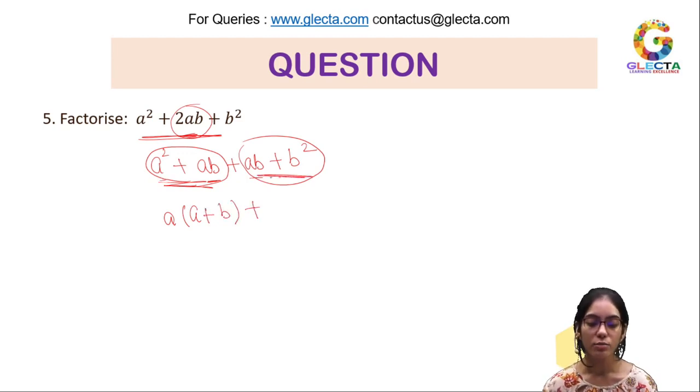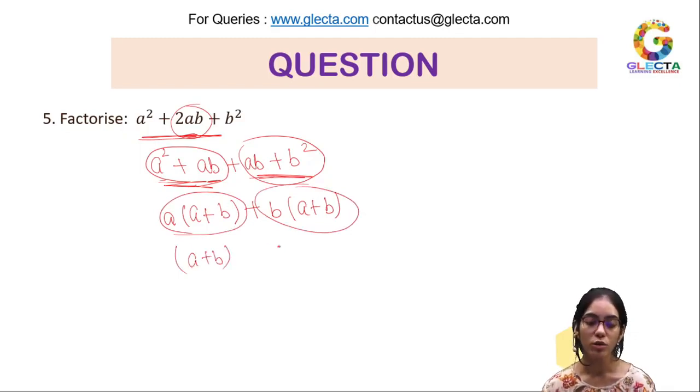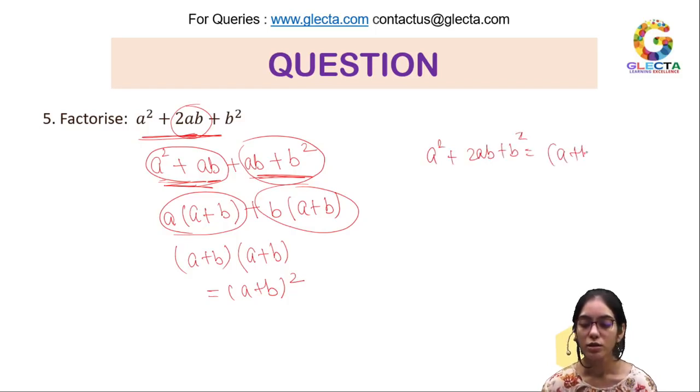Again, in these terms, we have only b common to both. So if we extract out b, we'll have a plus b left inside. Now these two terms have the bracket a plus b common in both. So factoring it out, we'll be left with a plus b. So this is a plus b whole square. So now we know that a square plus 2ab plus b square is just the square of the term a plus b.